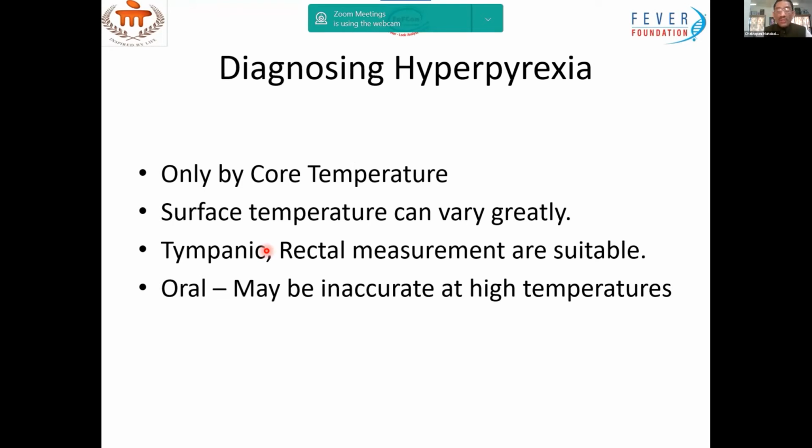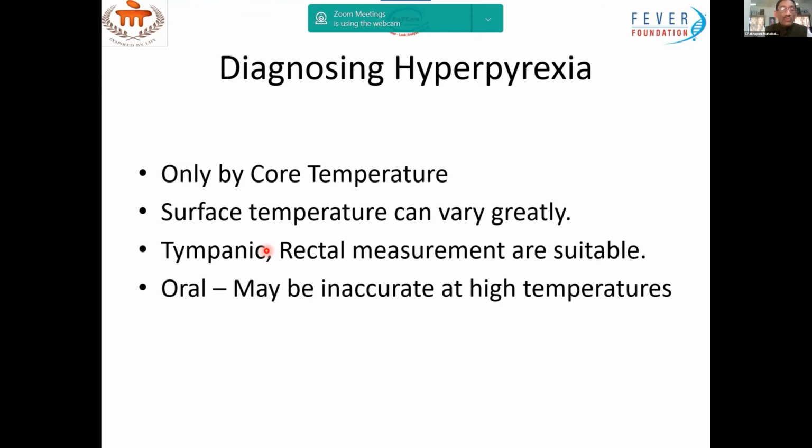The ideal sites for measuring the core temperature are tympanic sites or rectal measurements. Oral may be inaccurate at high temperatures. In the usual temperature range of mild to moderate fever, oral sublingual recording is appropriate, but at a very high level of temperature, in the range of hyperpyrexia, there could be a significant lag in the oral temperature, and it may not give us the appropriate readings.